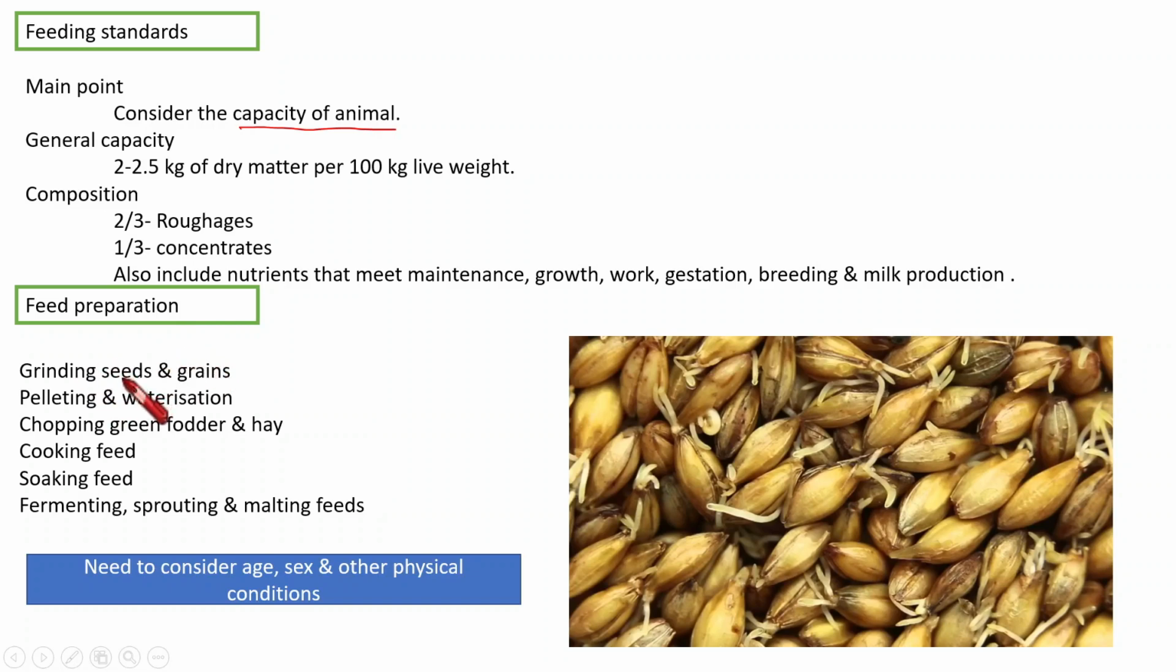By grinding. That means certain seeds and greens need to be ground to give to the dairy animals. And also some food we need to pellet or soak in water. Such types of preparations are also there. Some feeds like green fodder we need to chop, and also hay dry. Certain feed we need to cook. Some foods are required to be soaked, then fermenting, sprouting and malting, which are almost the same thing.